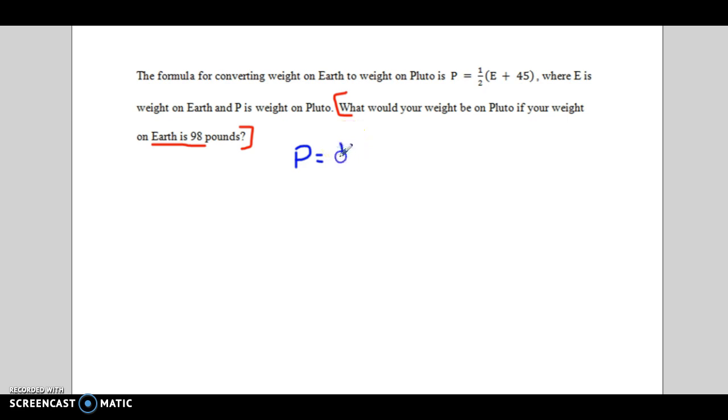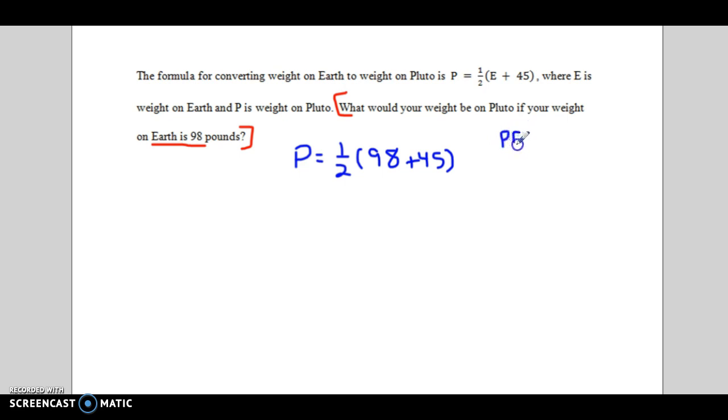It's P equals 1/2 times, remember parentheses means times, E. Oh, but I don't want to put E. I want to put in my value instead. So my value is E is equal to 98 pounds. So instead of E, I'm putting 98 plus 45. And then all I'm going to do is make sure that I'm using PEMDAS in order to evaluate this.